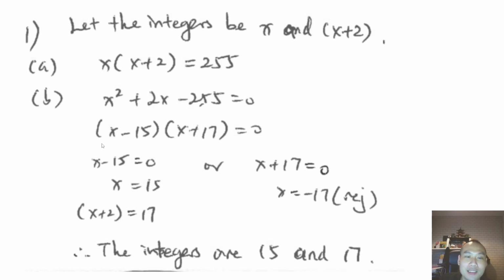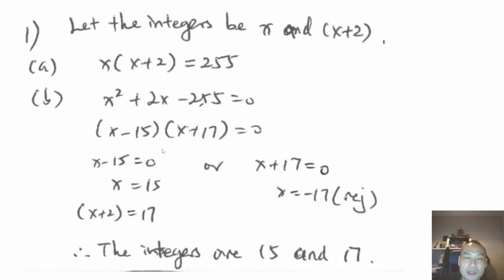So if I factorize it, x minus 15 times x plus 17 equals 0. So x minus 15 is 0, x is 15. Or x plus 17 is 0, x equals negative 17. Now, for this particular question, x cannot be negative, right? x is supposed to be positive. Therefore, we reject the solution of x equals negative 17. So we are going to take x equals 15.